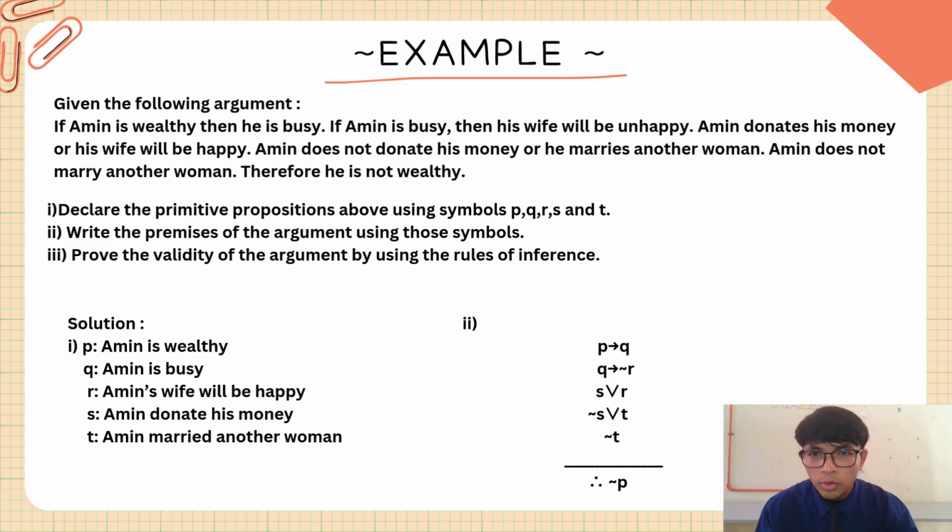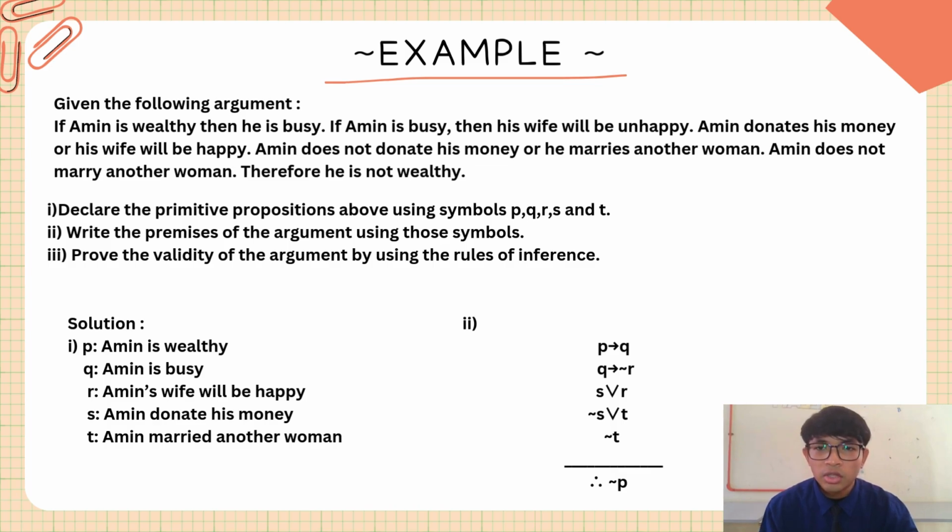So, for question 1, we must declare the primitive proposition above using symbol P, Q, R, S, and T. So, the solution is P equal to Amin is wealthy, Q equal to Amin is busy, R equal to Amin's wife will be happy, S equal to Amin donate his money, and lastly, T equal to Amin marries another woman.